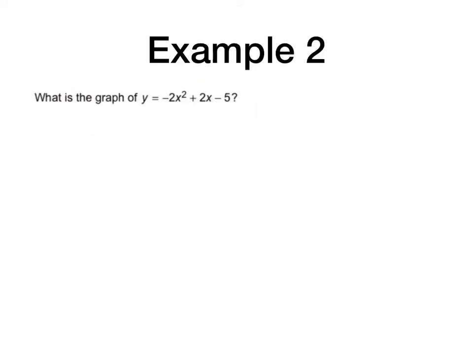All right, next one. What is the graph of y is equal to negative 2x squared plus 2x minus 5? So what's our A? -2. What's our B? 2. And what's our C? -5.